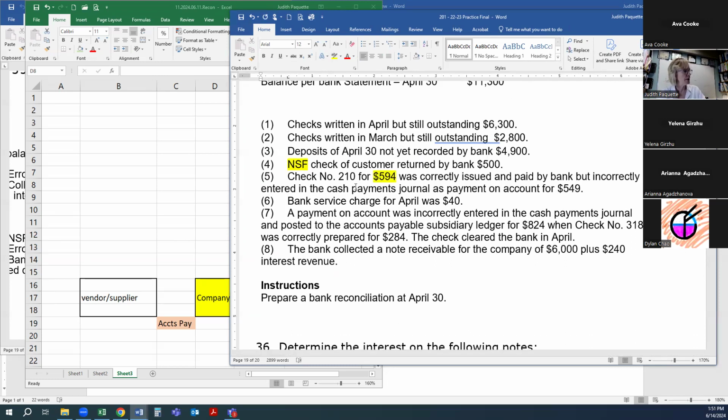Let's see. Check number 210 was correctly issued and paid by the bank. So that's good. We know we issued it correctly. The supplier is happy, but it was incorrectly listed in the cash payments journal as a payment on account for 549. Okay, so my first question to you is, they've used the word check, and I just said it's for a supplier, okay?